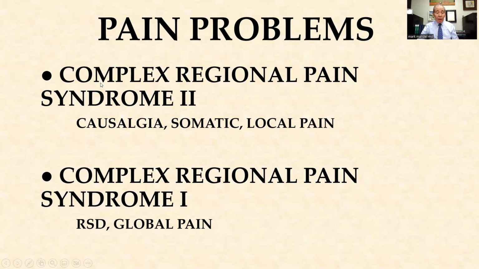That's now called complex regional pain syndrome 2 too, because a group of treaters and scholars got together in Budapest and they came up with criteria to define pain perception problems. Now that is different than complex regional pain syndrome 1, also known as RSD and 20 other names, and that is global pain. So complex pain 2 is local pain. Complex 1 is global pain.